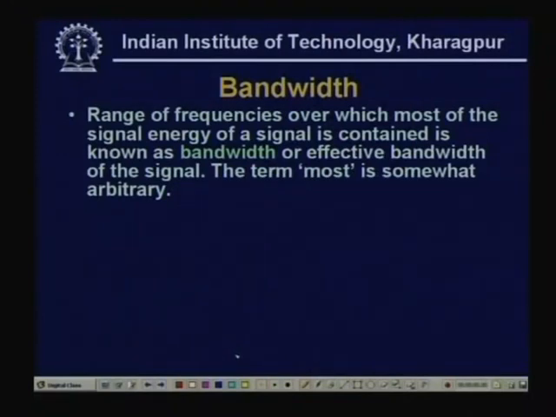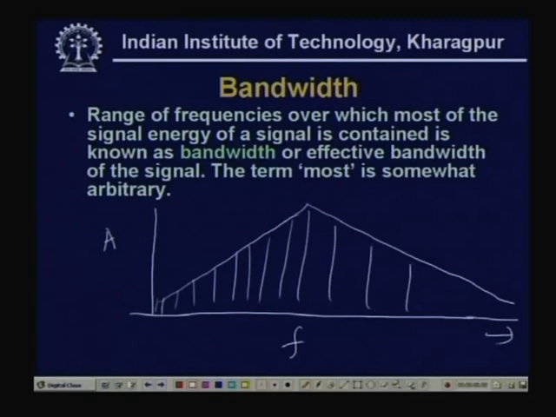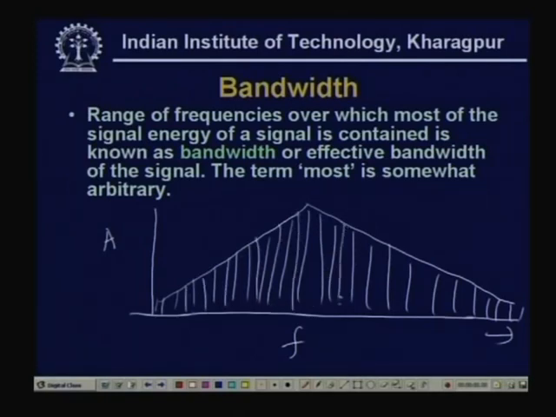So here is the information about bandwidth. For example, you are interested in representing the bandwidth. Suppose this is the frequency domain representation of a signal, and this side is essentially signal strength or amplitude. It has got infinite frequencies in this range. Obviously, the spectrum of the signal is spreading from lowest to highest frequencies.